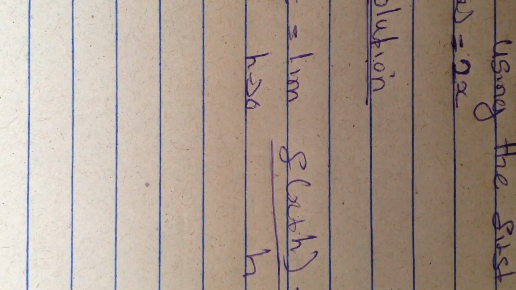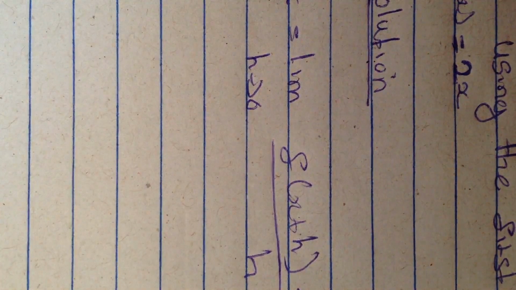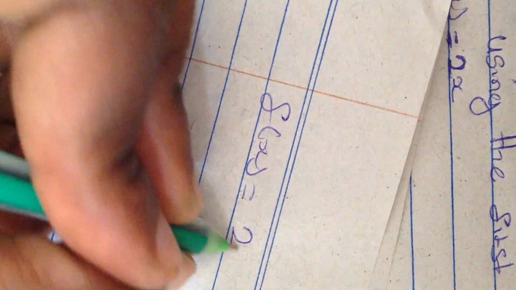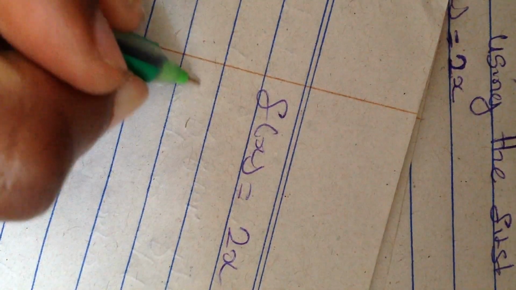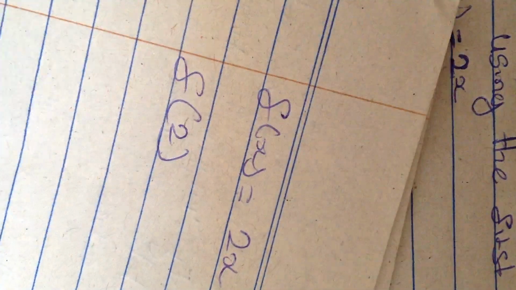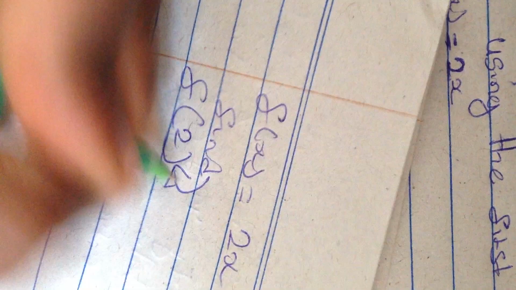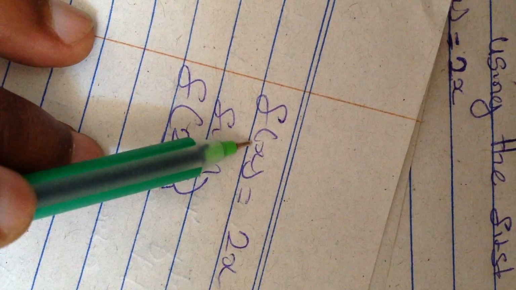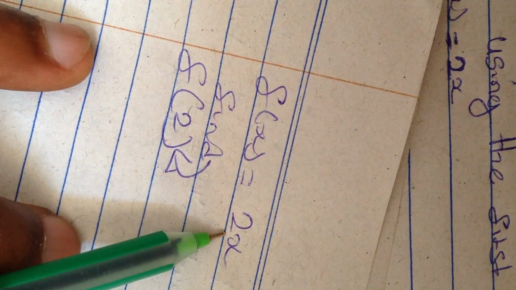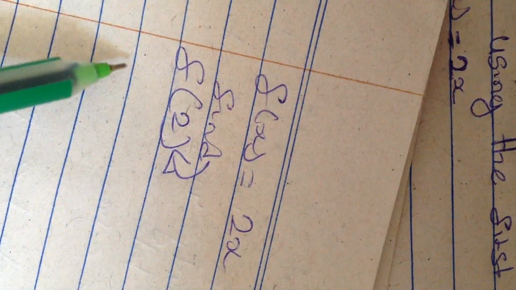I'll give you an example of a function like the ones we dealt with at the secondary level. You have such a function. Let's take that this is the function: f(x) is equal to 2x. This is the function that you've been given. Then you've been asked to find f(2). You have f(x) equals 2x. Find f(2).